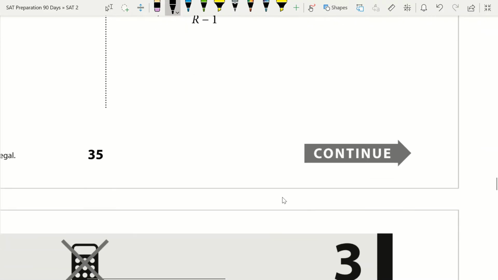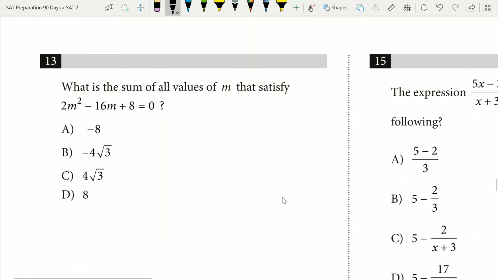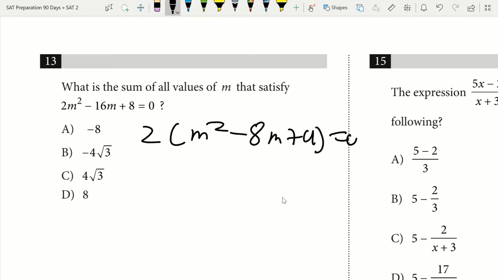Okay, now we've got question 13. I've got the sum of the values of m that satisfy this. Right away I see I can take a 2 out, so I'm going to take a 2 out, multiplied by m squared minus 8m plus 4, which then equals 0.